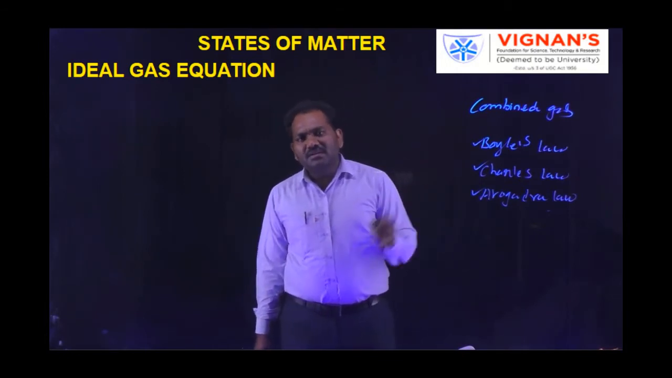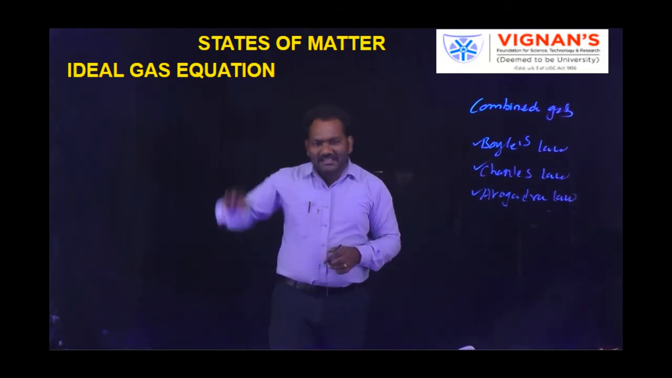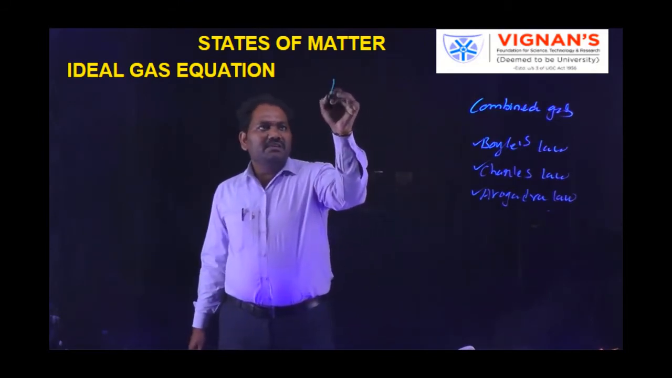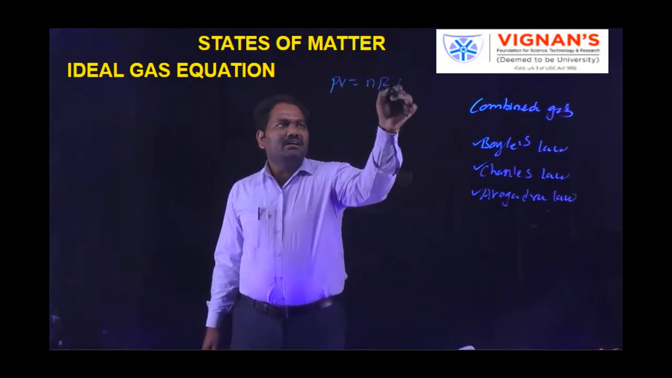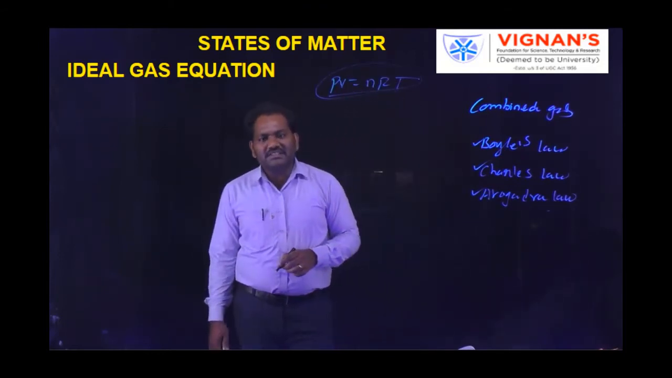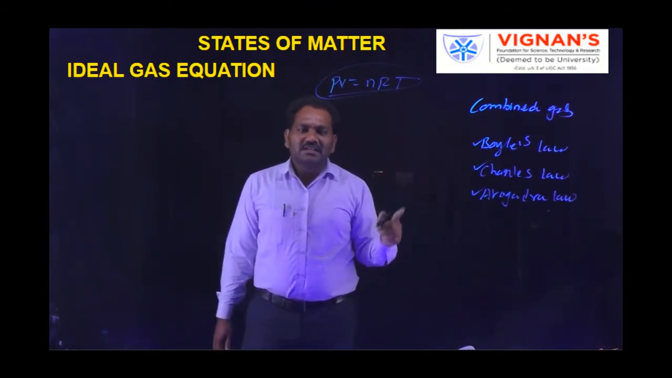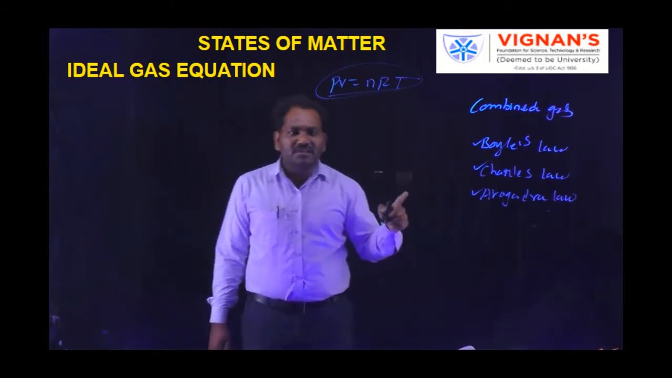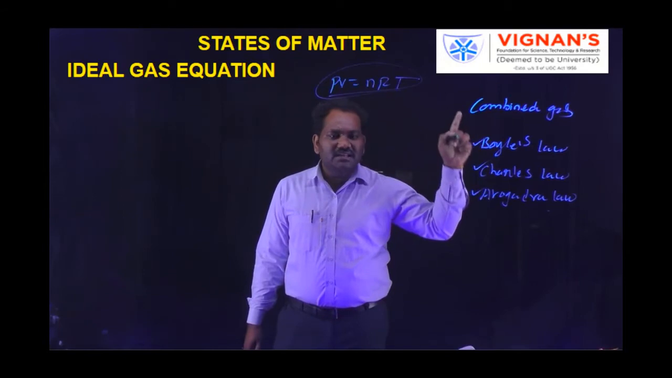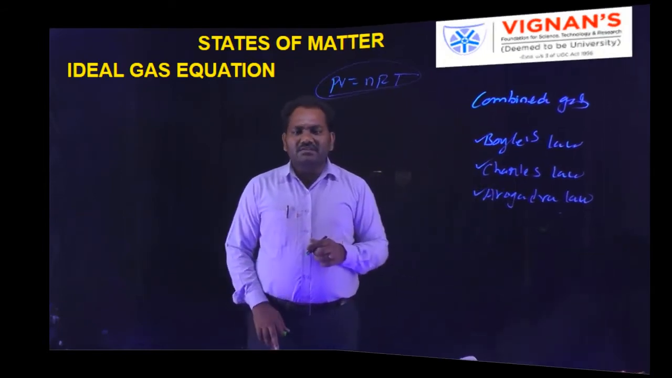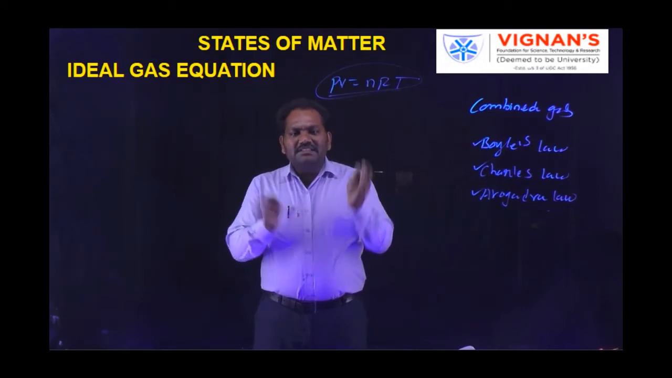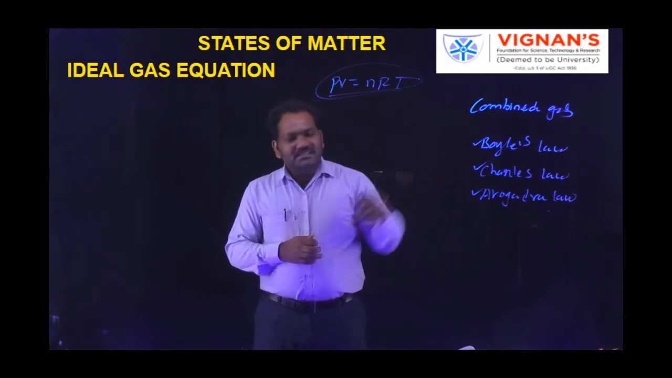Okay, now we can derive the ideal gas equation. That ideal gas equation is nothing but PV equals nRT. This PV equals nRT equation is called the ideal gas equation. This equation is derived from three gas laws, that is Boyle's law, Charles' law and Avogadro's law. Now we can derive this equation from these three laws.